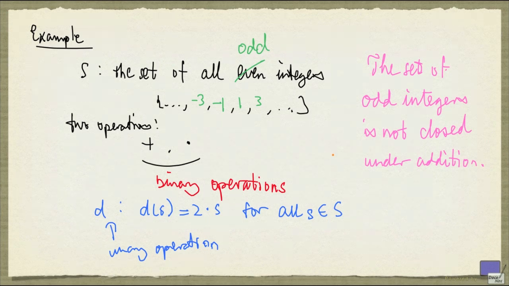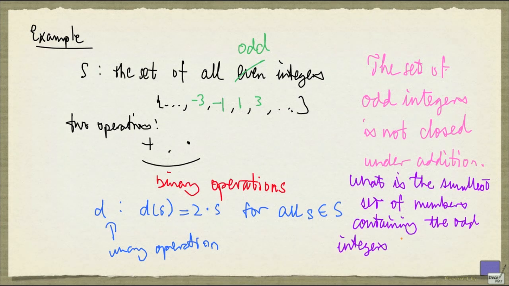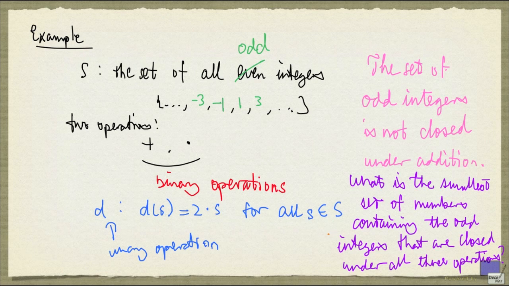So given this, we can ask the following question. What is the smallest set of numbers containing all the odd integers that is closed under all 3 operations? Clearly, we need to include all the even integers, because whenever you multiply an odd number by 2, you get an even number. But then, once we have included all the even integers, we end up with the set of all the integers. And from this, one can easily say that the set of integers is closed under all 3 operations. And in this case, we say that the set of all integers is the closure of the odd integers under these 3 operations.